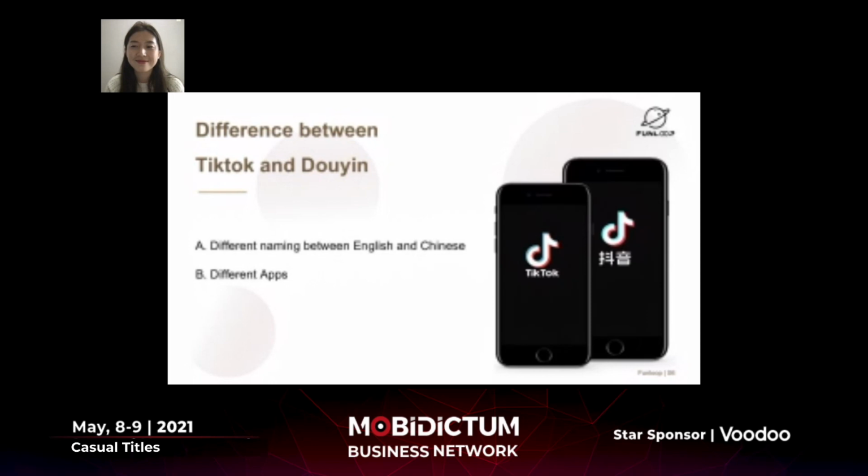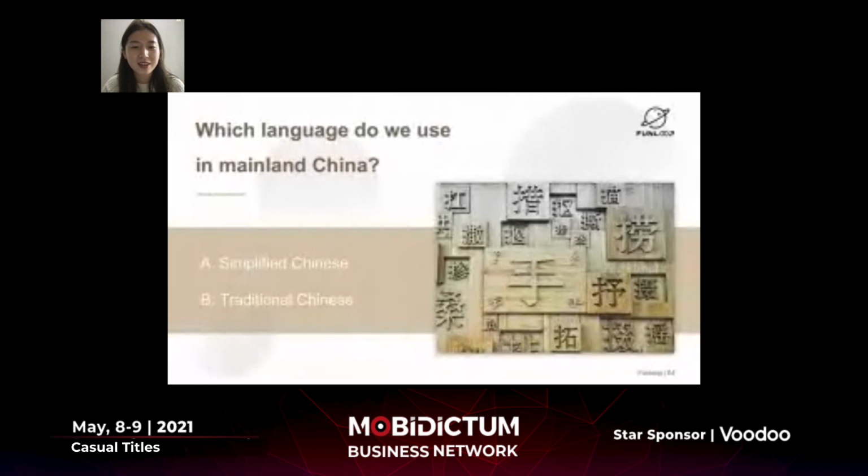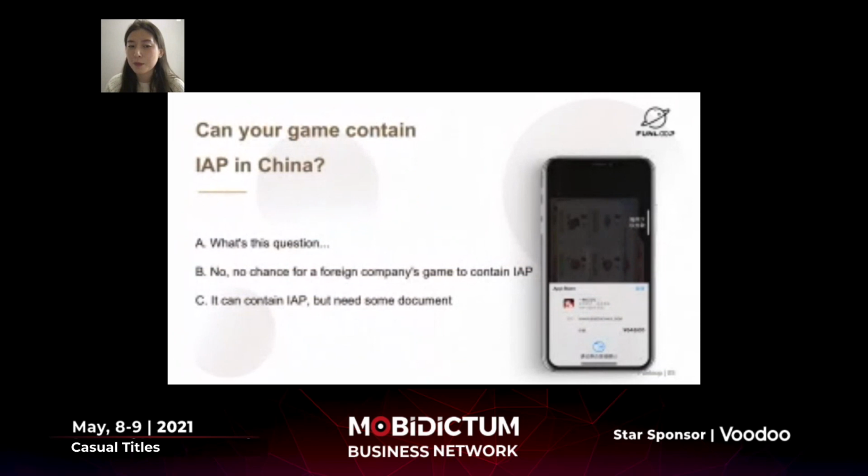All right, let's go back to the first one. In mainland China, meaning excluding Hong Kong and Taiwan, we use simplified Chinese. Second one: can your game contain in-app purchase in China? Yes, you can, but you need an ISBN. It's a document that is almost impossible to get for hyper-casual games, so we're not going to touch on that. In conclusion, if you want to launch your game into China and your worldwide version contains in-app purchase, you need a separate bundle with in-app purchase excluded, meaning you need to manage 2 different bundles for the same game.